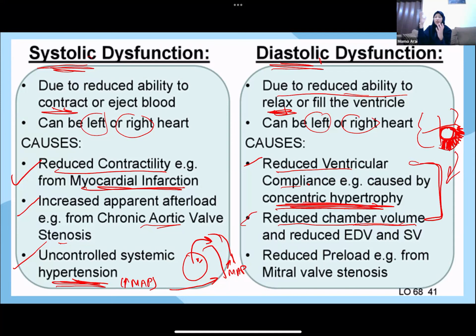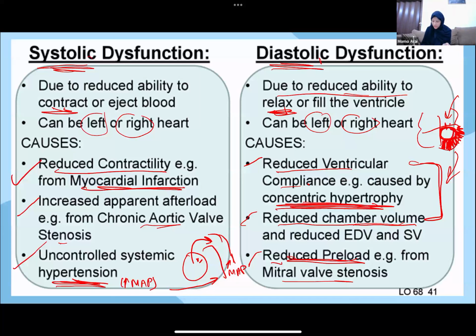That means your heart, when it's relaxing, doesn't have enough space for the blood to go and relax. So you have diastolic dysfunction. The third thing is you have less volume to begin with, so reduced preload from the left atrium. So if you have less blood coming in, that means your heart, when it's relaxing, has less volume, it's relaxing with lesser volume, right? So it's diastolic dysfunction. That can happen when you have mitral valve stenosis.